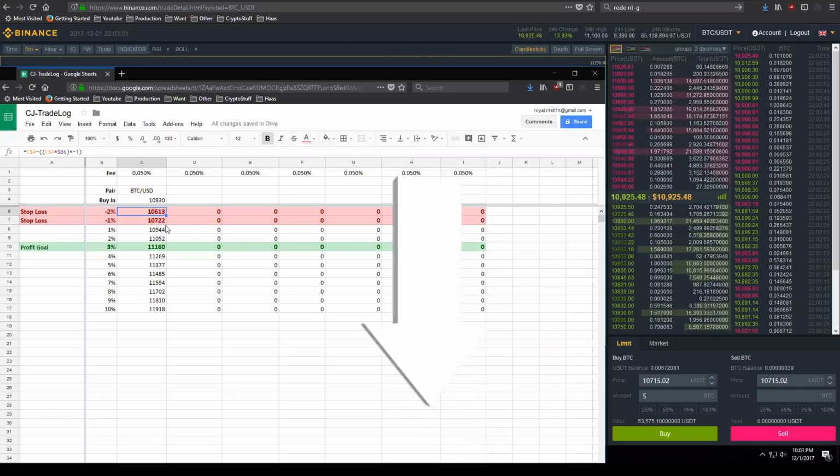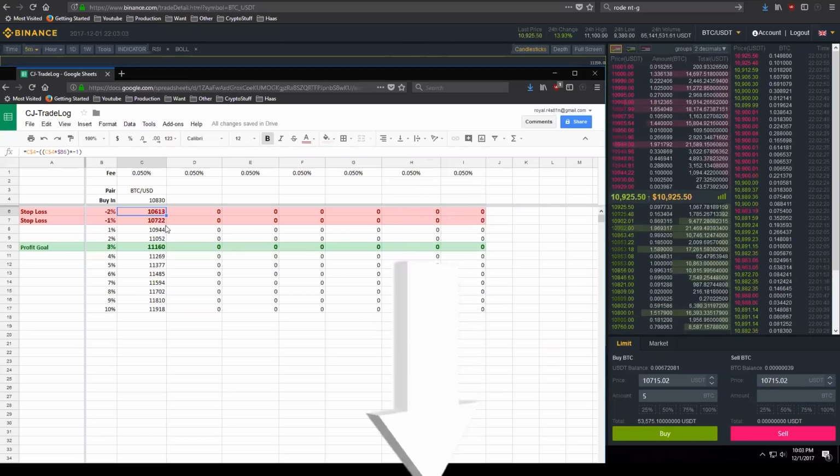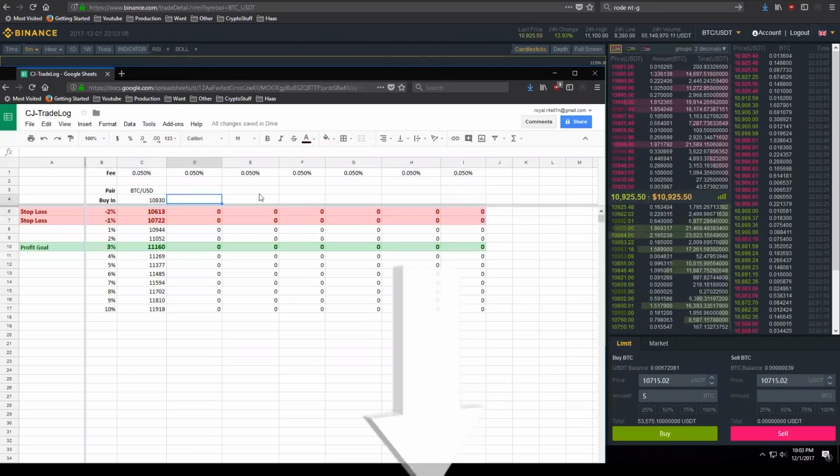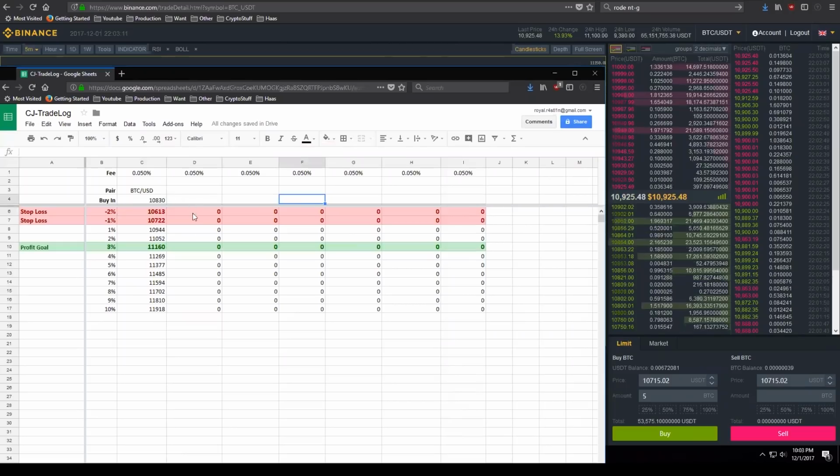So very simple. Go get the spreadsheet. It'll be linked in the description of the video or in the day trading chat, and just keep track of where you're going to go. If you enter a trade, put your buy in here, use your targets, always in percentages.